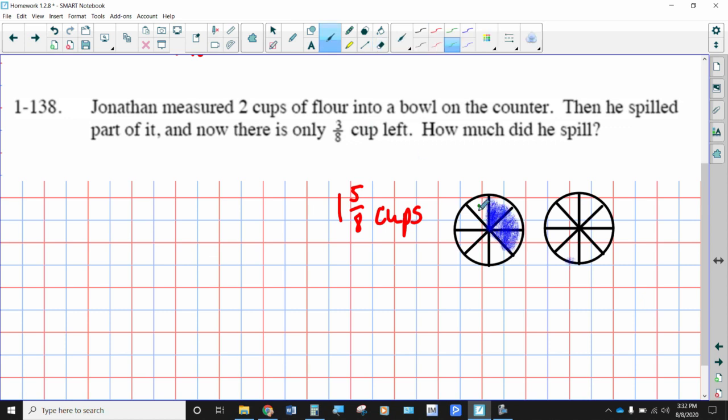So what do we have there? 1, 2, 3, 4, 5. 1 and 5/8 must have been spilled out. Okay, so once again, I said it last time we were doing homework. I cannot stress enough how great it is to draw pictures to help illustrate what's happening within a math problem so that it makes more sense and you understand why we're doing what we're doing.